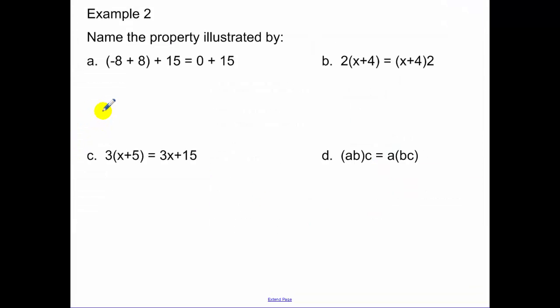Okay, name the property that's illustrated. So you have to see, okay, what happens from one side to the other side? Well, what changed? You added the negative and the positive of the same number to get you 0. When you do that, that's our inverse property. For B, what changed? The 2 changed from being in the front to being in the back. It changed the location, so that's the commutative property.